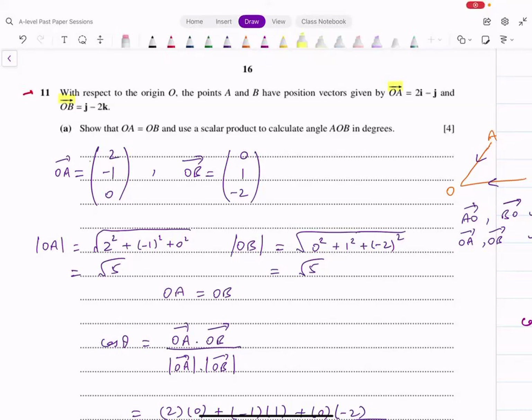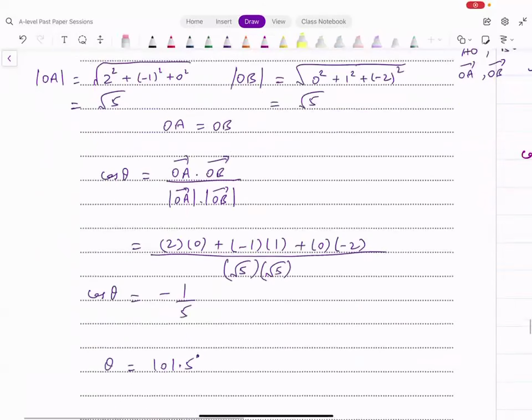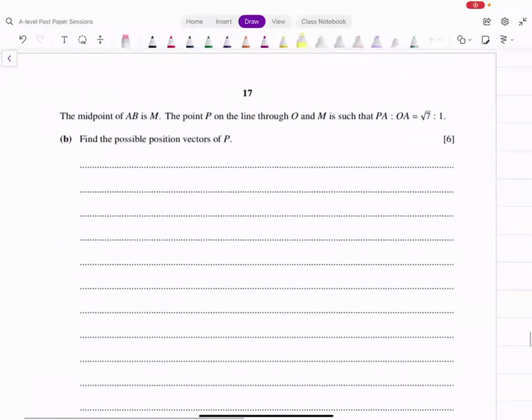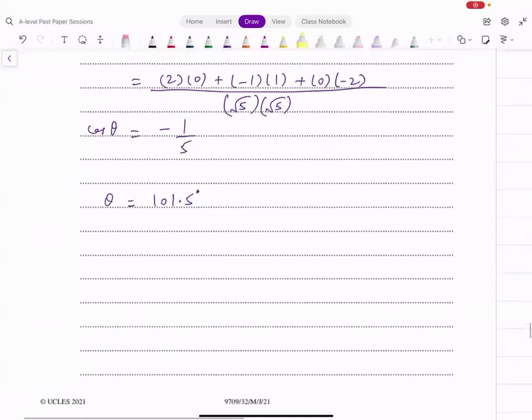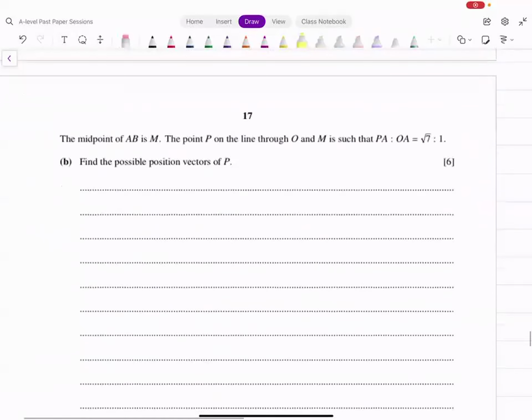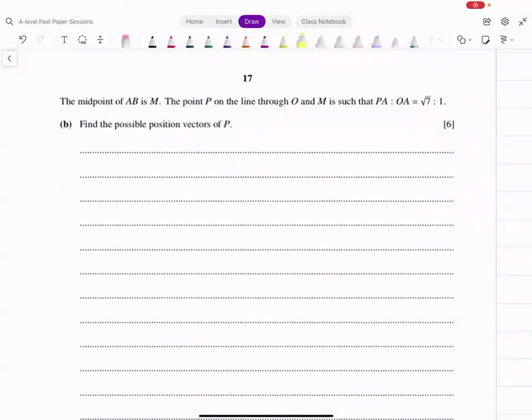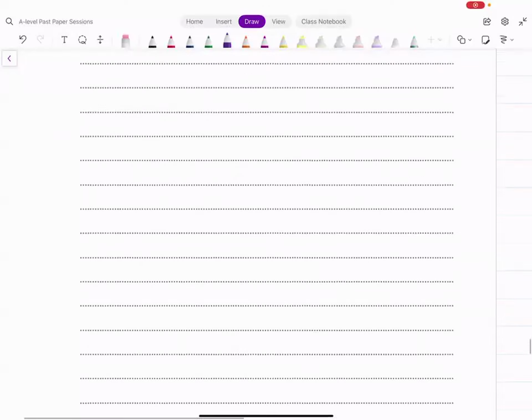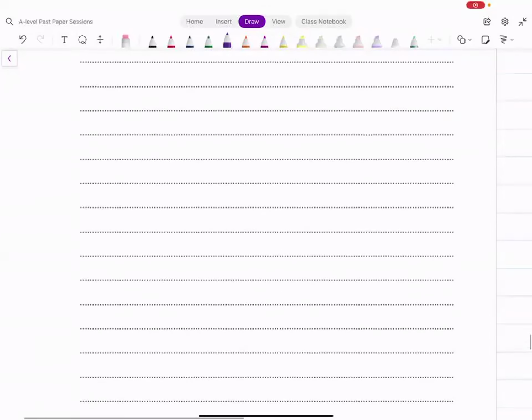All right, let's move on. Let's move on to the next question, next part. Now it says the midpoint of AB is M. The point P on the line through O and M is such that PA ratio OA is square root of 7 ratio 1. Find the possible position vectors of P. Okay, that's the last part.